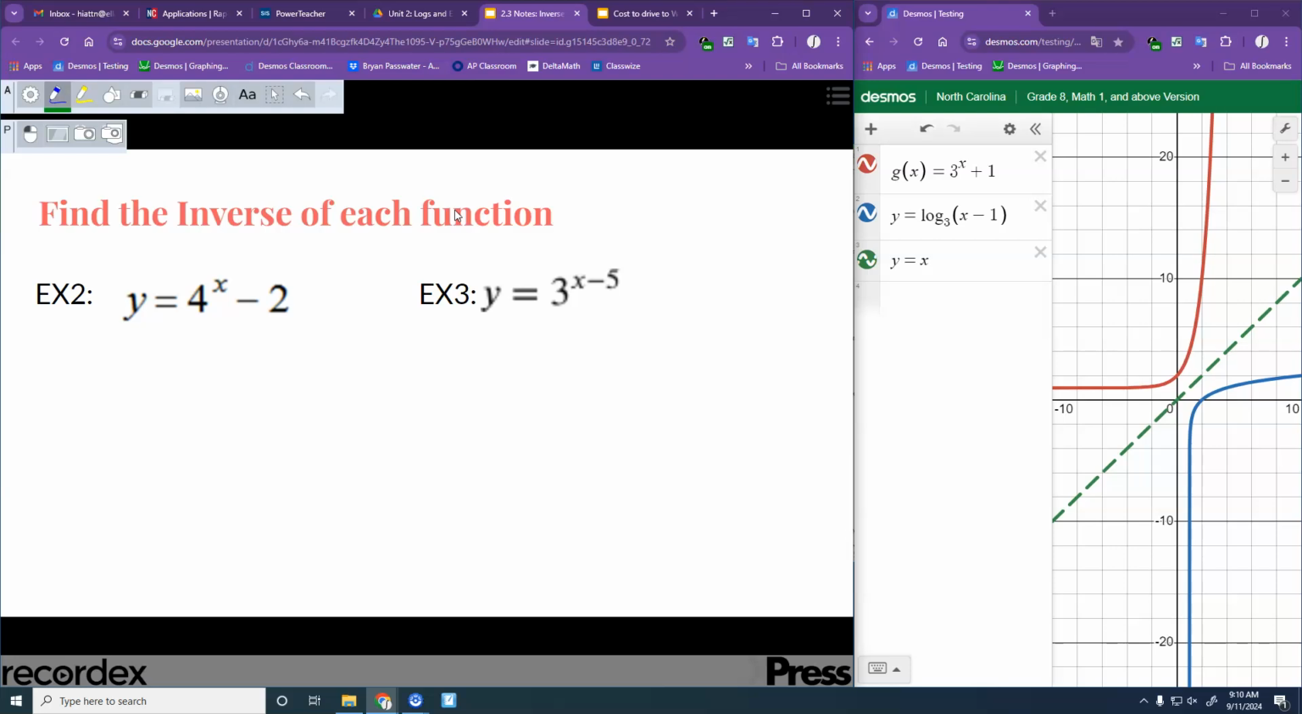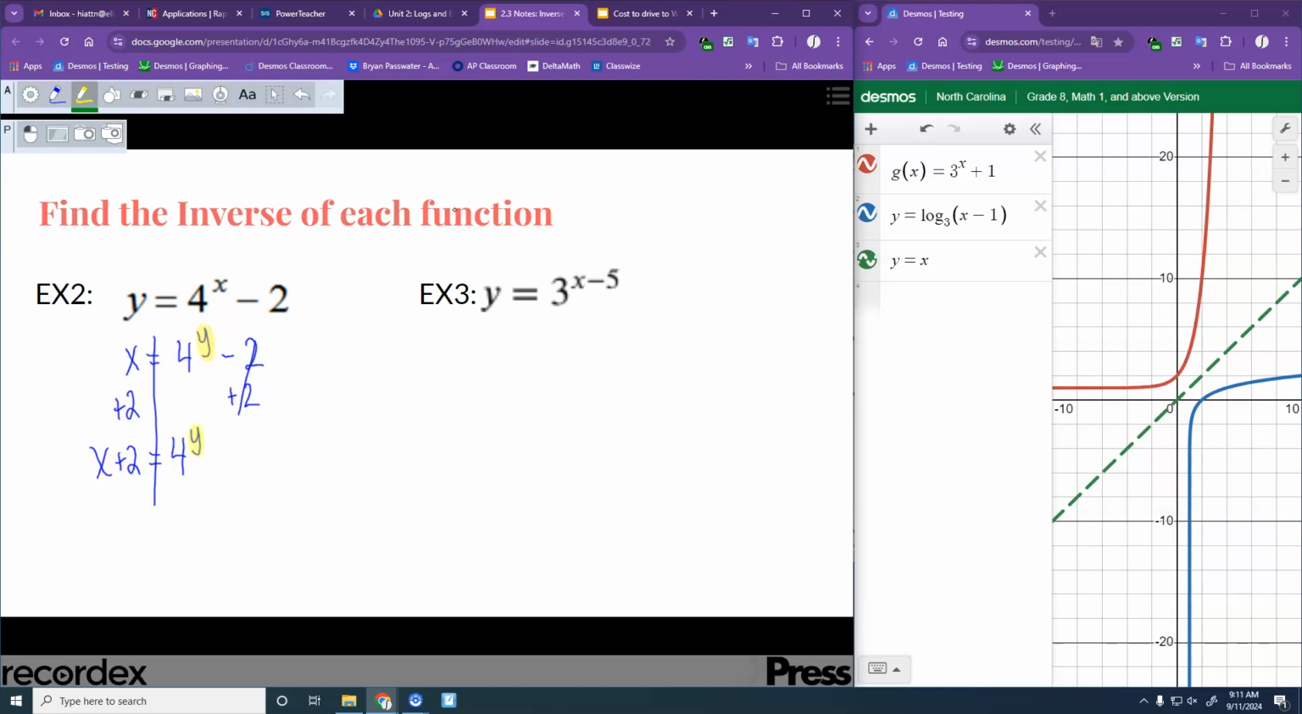All right, so if we do example 2, first thing we got to do is switch our x and our y's. So we're going to have x equals 4 to the y minus 2. We are trying to solve for that y right there. Angel, what do you think we should do first? Very good. We're going to add that 2. So we've got x plus 2 equals 4 to the y.